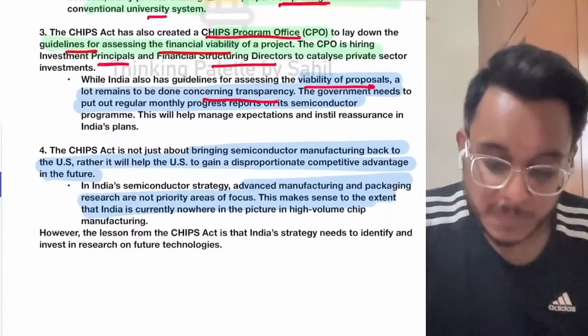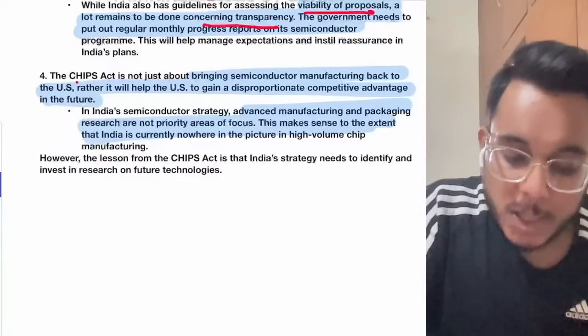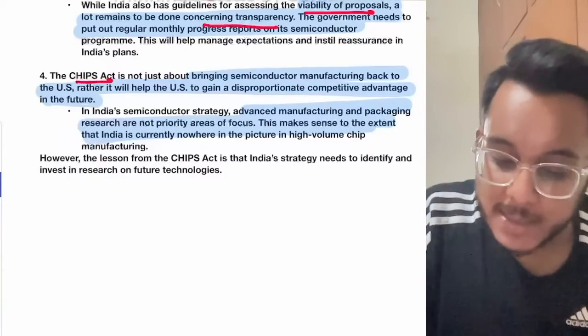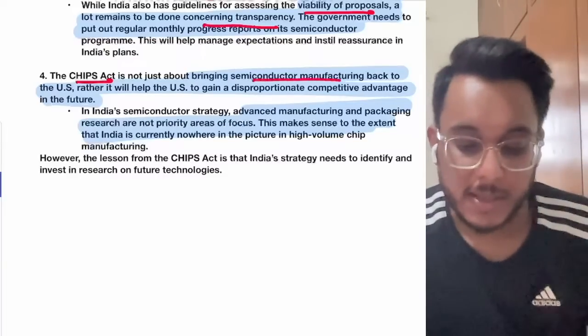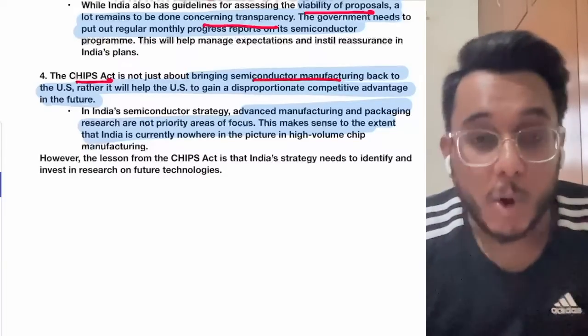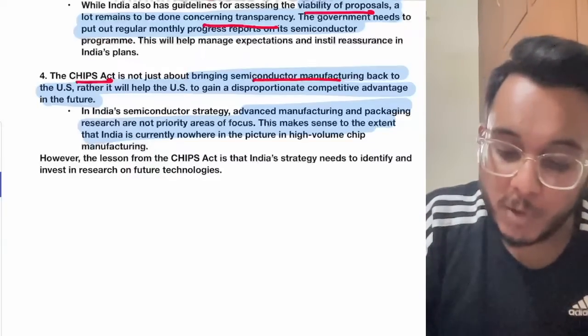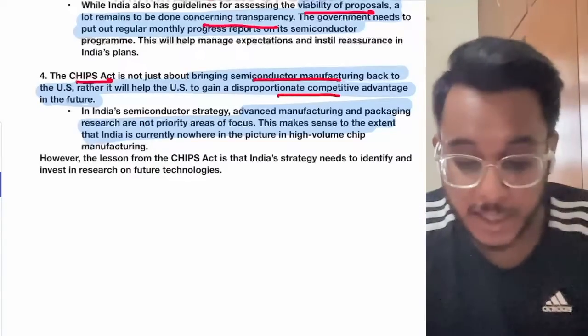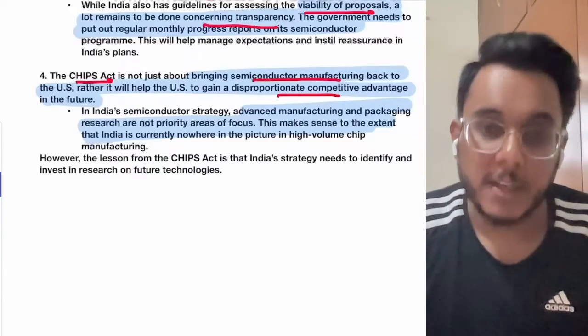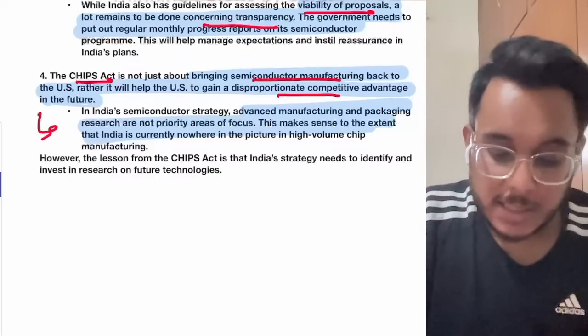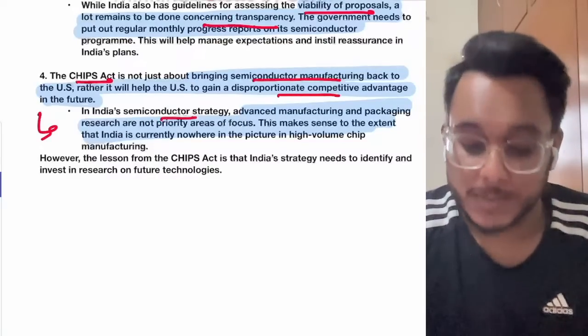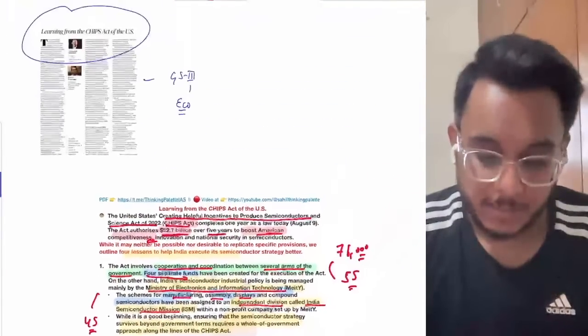The next, the US CHIPS Act is not just about bringing semiconductor manufacturing to the USA. Rather, they are working on an entire science overhaul and R&D overhaul of the USA, which will give a competitive advantage to the USA in the future. But we are just concerned with the semiconductor. So this is something that needs to be seen.